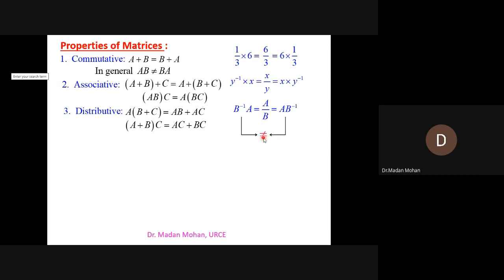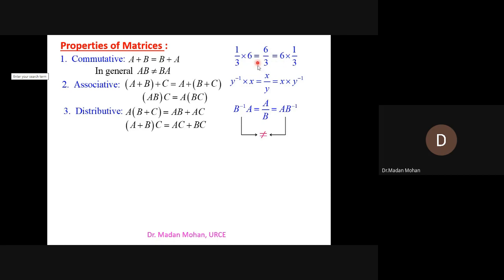They are not equal because AC and CA are not equal. We know AB and BA need not be equal. But in numbers, they are definitely equal. I think you got the point. So, in numbers, you don't have any problem. In 6 by 3, this 1 by 3 can be sent left or right.